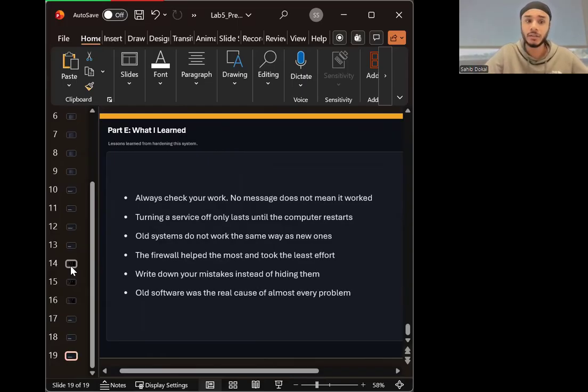In conclusion, this lab helped me understand the complete penetration testing process, from planning and scanning to risk analysis and system hardening. It also showed me that documenting mistakes and verifying changes is just as important as finding vulnerabilities. Thank you for listening to my presentation.